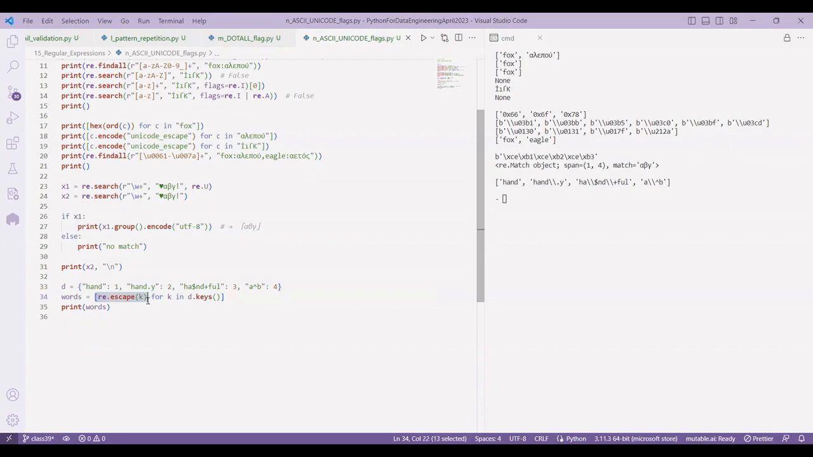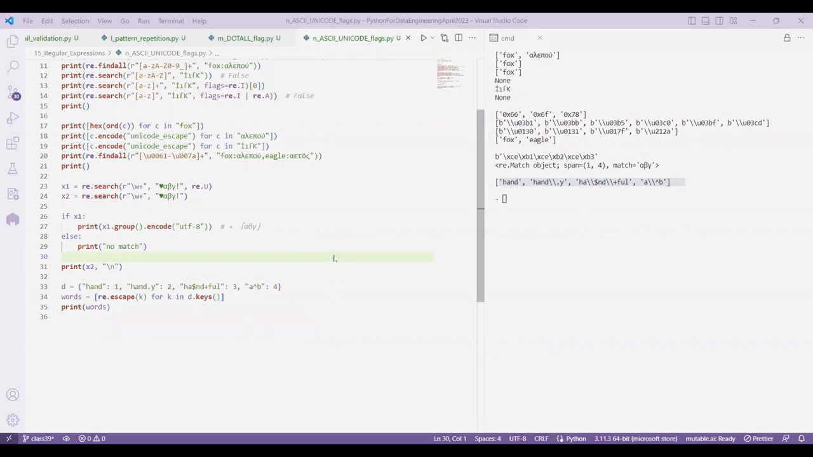Anything you give, whenever there is a regular expression character, it will add an extra slash. Plus is a regular expression character. Dollar is a regular expression character. The caret symbol is a regular expression character. Wherever regular expression characters are there, it will put a slash before it, so that we can use it. Whenever you are doing text analytics or web scraping, these are very useful.